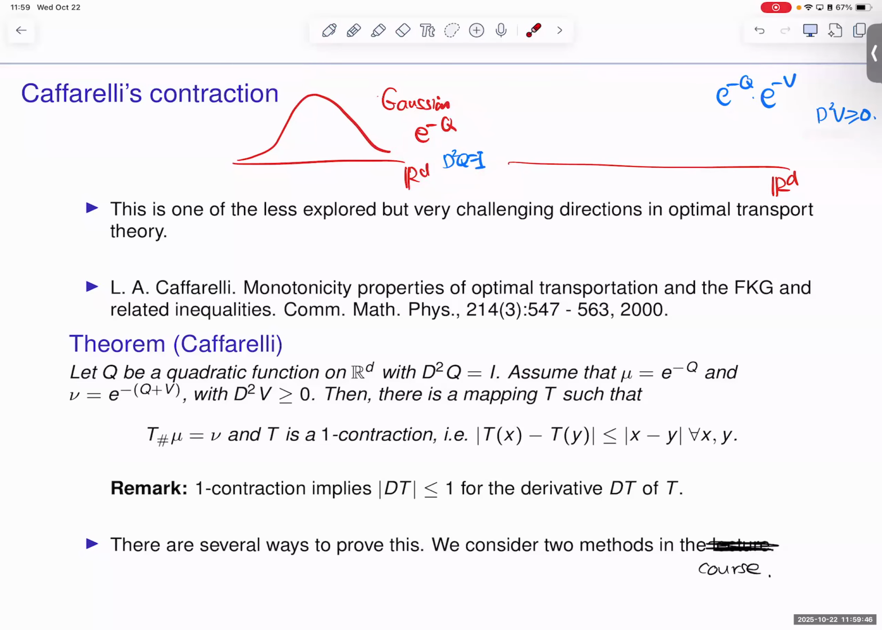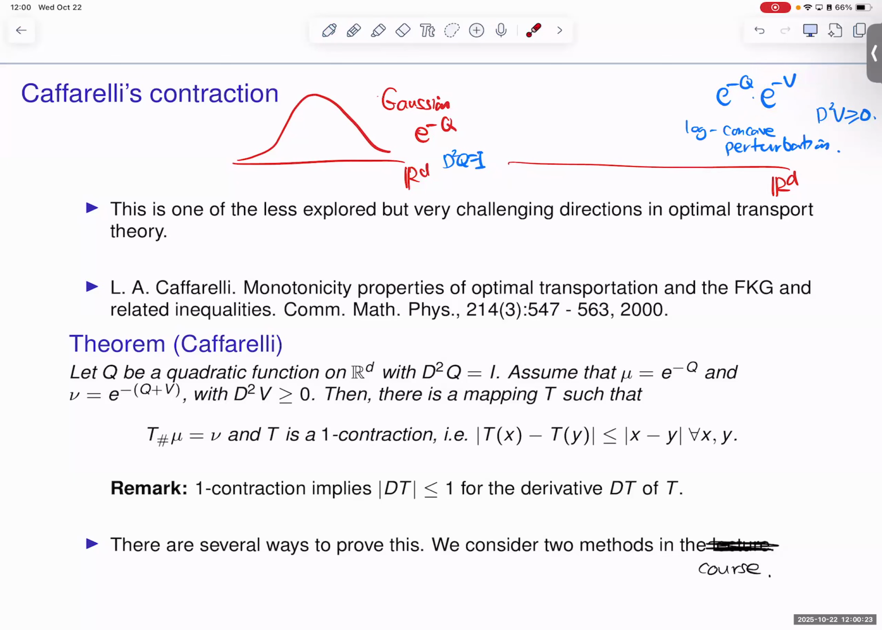by this e to the minus v, where v is convex. So negative v is concave. If you take the log of this e to the minus v, then you have negative v, which is a concave function. So this is called a log concave perturbation in the literature, because if you take the log, the logarithm is a concave function. This is a log concave perturbation.